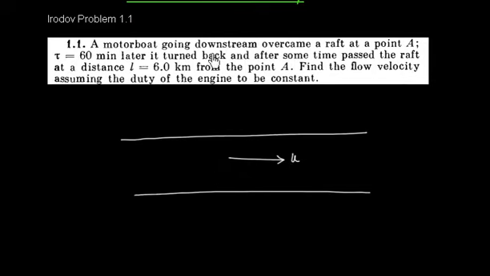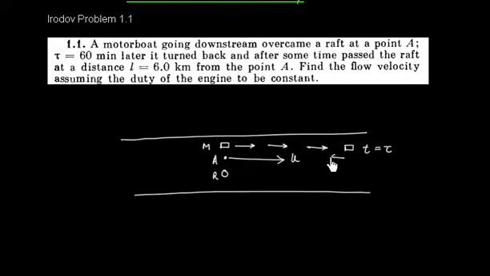And now a motorboat is going downstream. So this is the downstream, and let us say a motorboat is here. So this is my motorboat M, and it encounters a raft at point A. So this is my raft, and this point is A. So both meet at point A. And now, let us say that time tau later, when t is equal to tau, the motorboat returns back.